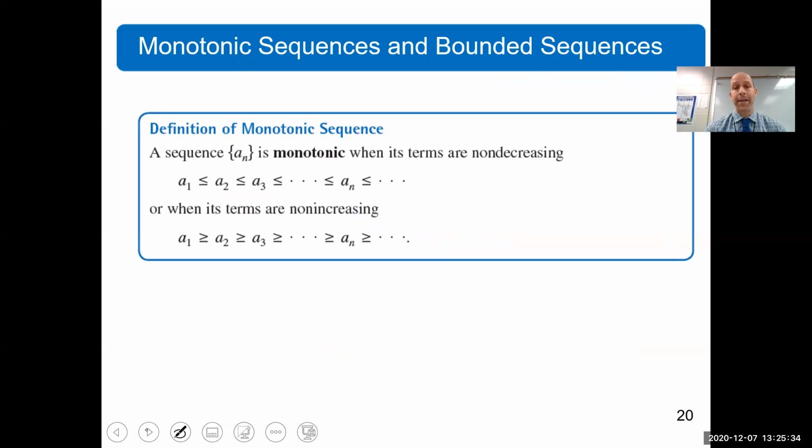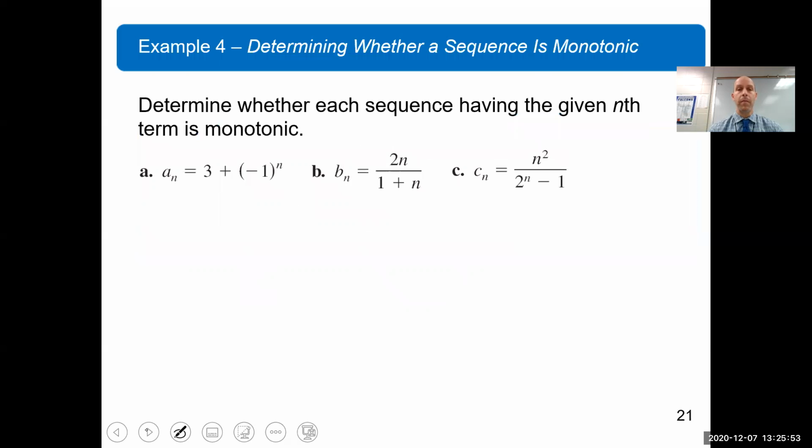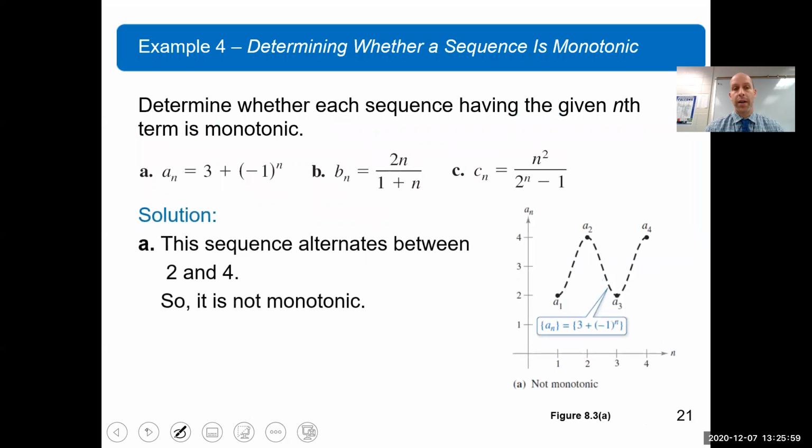Okay, monotonic sequence, that just means it's either constantly increasing or constantly decreasing. So we say monotonic are non-decreasing. What's that mean? That means the terms are getting bigger. And we say that it is non-increasing, that means that the terms are getting smaller. So this fourth example here, we're just trying to determine if a sequence is monotonic. So let's just go and look at these one at a time.